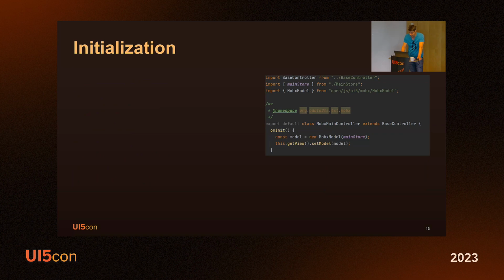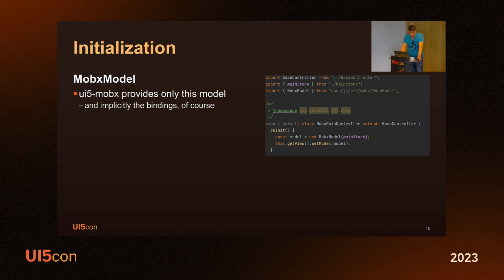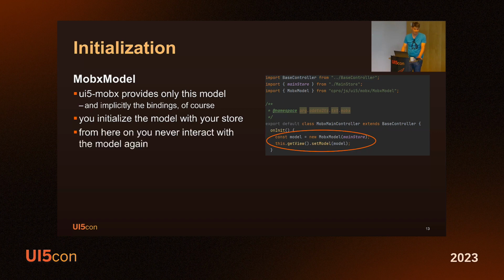Okay, how do you initialize it? Here you see the complete code of it, including the imports. So UI5-mobx only offers a MobxModel, nothing else. It takes care of the bindings, of course, but that's implicitly done. So you only initialize the model with your store, and actually that's it. From here on, you never interact with the model again, because we wanted to externalize state.